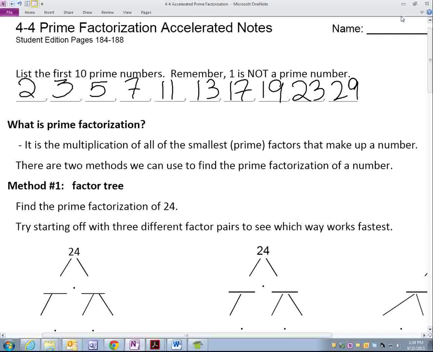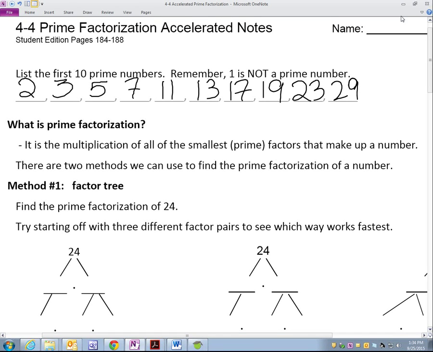So, prime factorization. These are going to be guided notes rather than notes on notebook paper. We have the list of the 10 prime numbers, and 1 is not a prime number because it has to be divisible by 1 and itself. And the word "and" means two different situations that have to hold, but it's not the same thing. So if it's two different, it's not the same.